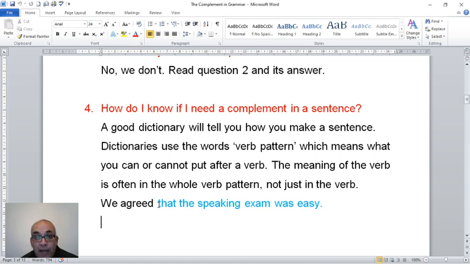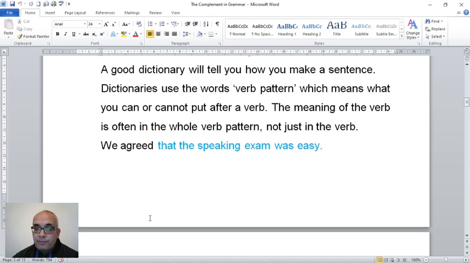But if you put that, it is better because you are writing formal English. Because in formal English, we cannot delete that, but in informal English we can. But this is level 1, level 2. So I repeat, this is the complement after the verb agreed.